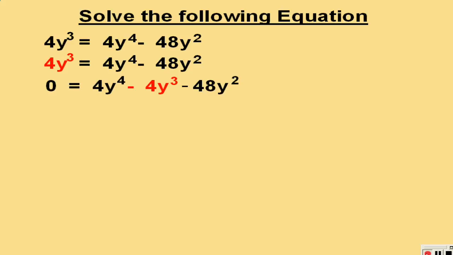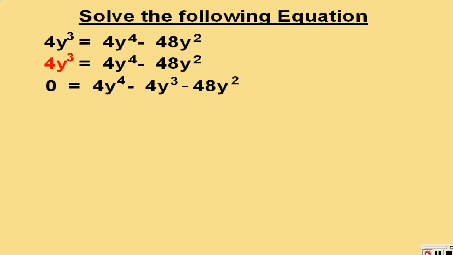Notice the 4y cubed here has been moved and has been placed between 4y to the fourth and 48y to the second. Also notice that the sign has changed. It was positive on the left and now is a negative on the right. What we will now do is factor the right side.